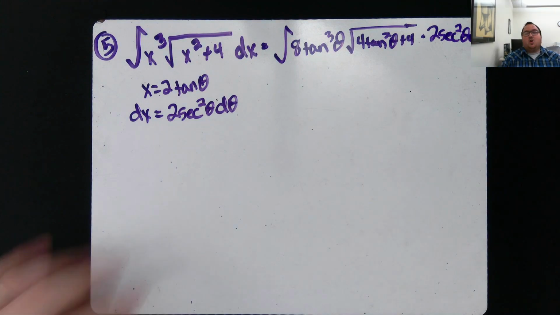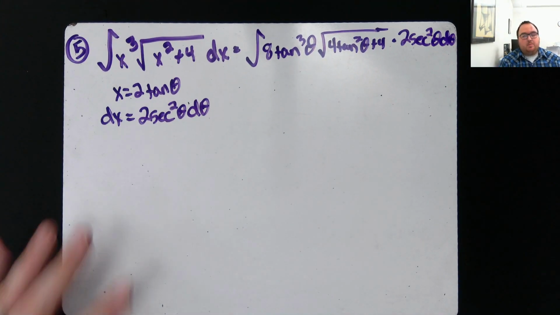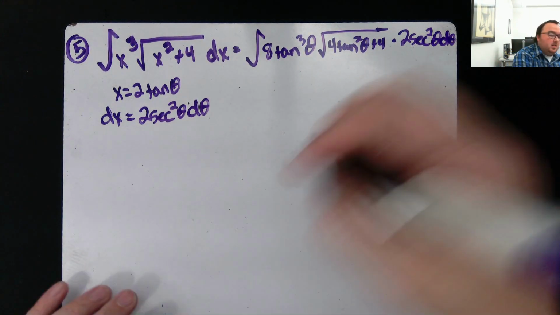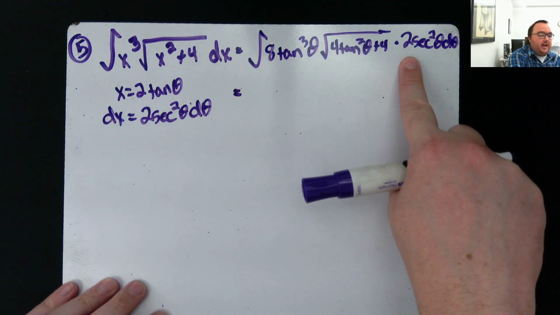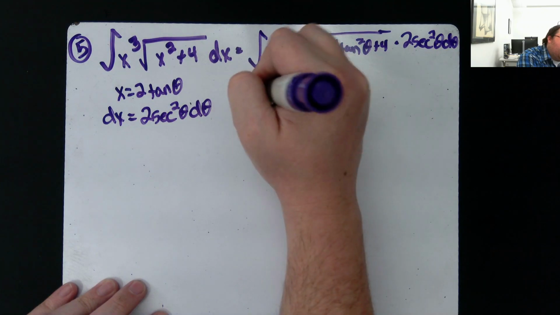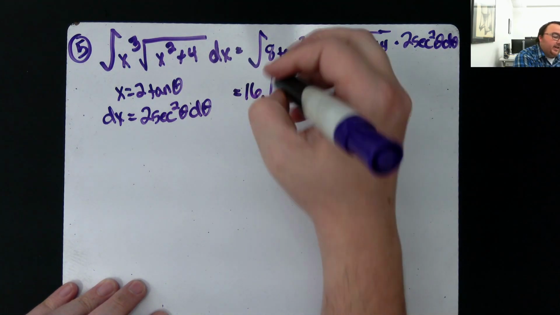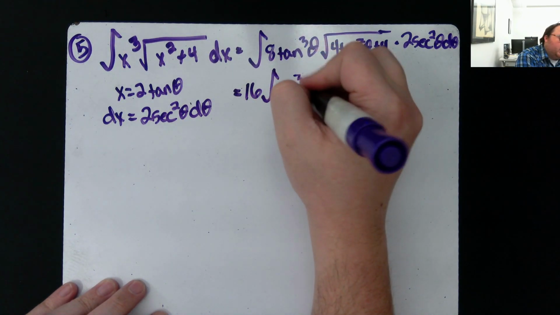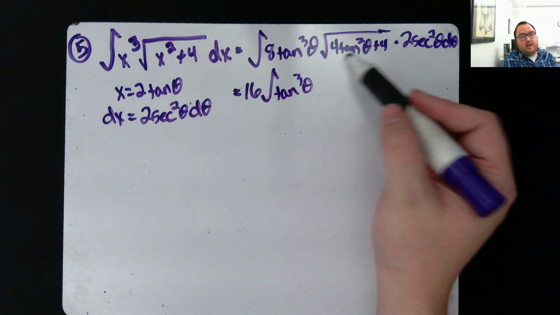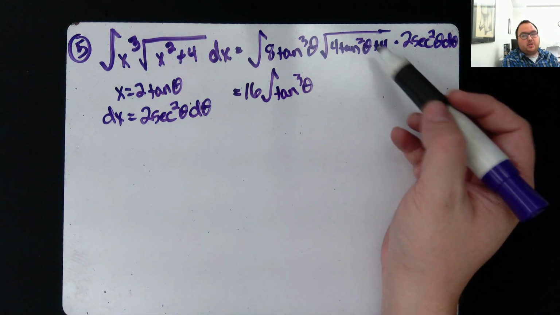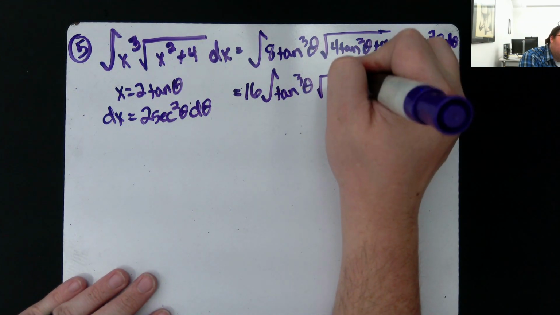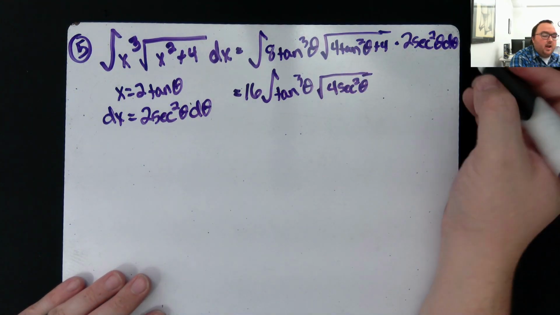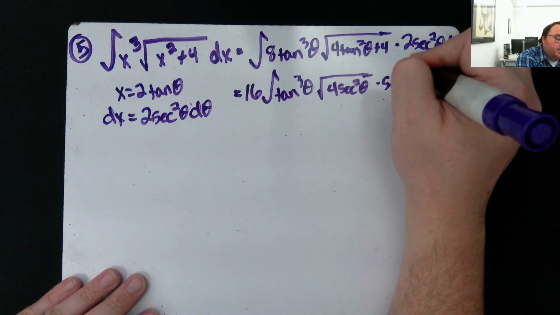Once again, this looks like a big old mess, but it probably works out really nicely. So let's see what happens. I have an 8 and I have a 2. 8 times 2 is 16, so let's factor out 16. Tangent cubed theta. What can I do in here? 4 tangent squared plus 4 would be 4 secant squared because of that trig rule from the start of class. And then secant squared again.